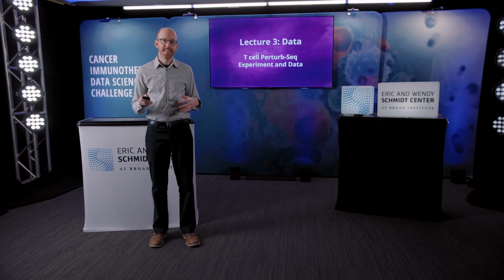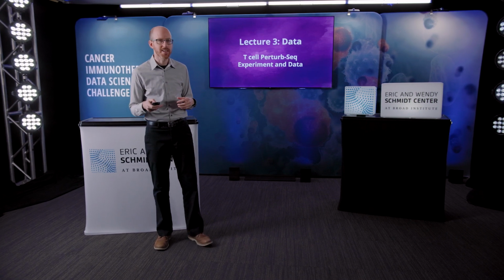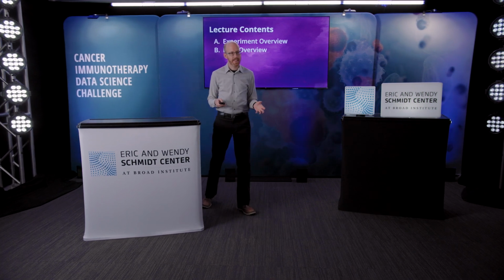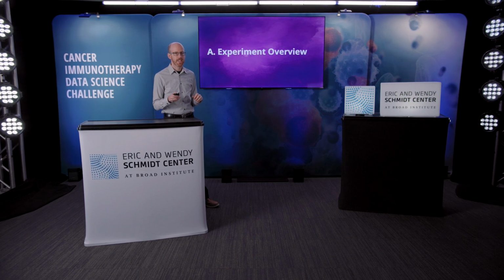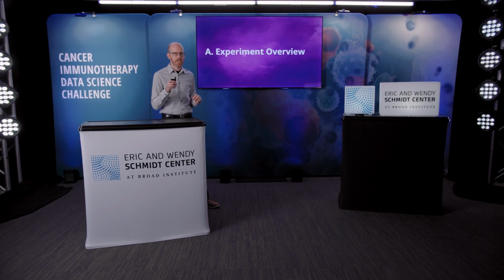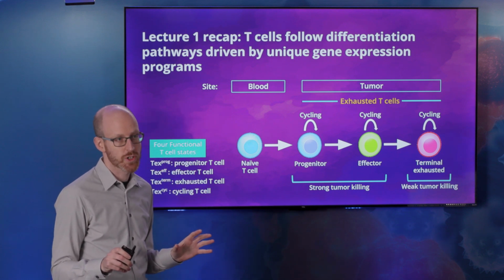So the data itself comes from an experiment of Perturb-seq done in T cells. And so let's start talking about the experimental overview, and then after we understand the experiment, we'll go into what the data looks like. So the experimental overview. So first, I just want to start with a recap from what we learned in the first two introductory lectures.